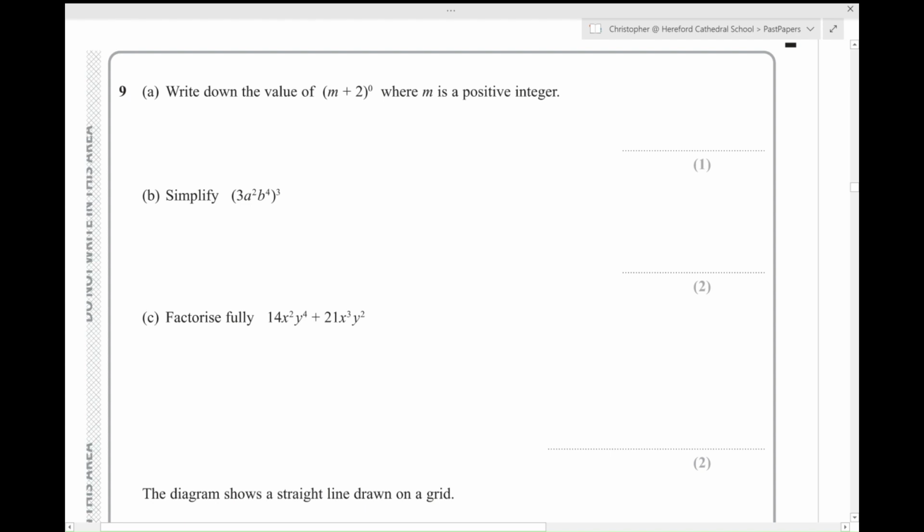Question 9. Write down the value of this to the power of 0. Well, anything to the power of 0 has a value of 1. Simplify this. Well, let's write down what that means. It's 3a squared b to the 4 times 3a squared b to the 4 times 3a squared b to the 4. 3 times 3 times 3 is 27. A squared times a squared times a squared is a to the 6, adding the powers. And b to the 4 times b to the 4 times b to the 4 is b to the 12.